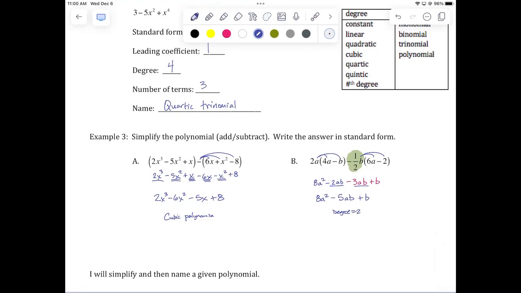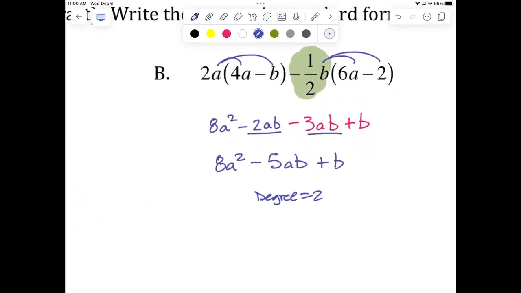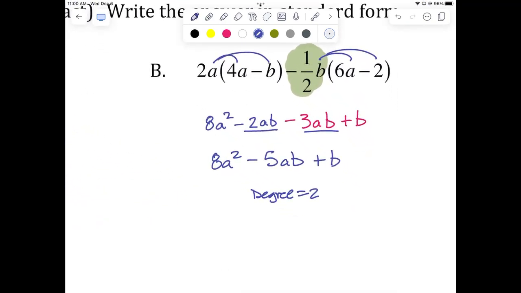I will simplify and then name a given polynomial. What would this one be called if we named it? If it's degree 2, quadratic. And there's 3 terms, so it's a quadratic trinomial. Now, the leading term I wouldn't ask you here because the leading term could be a squared or it could be minus 5 ab, either one, because they both have degree 2. So they would have to arm wrestle over who gets to, or maybe just take turns. You be the leading term for a second, and then I'll be a leading term for a second, and we'll just alternate every second.